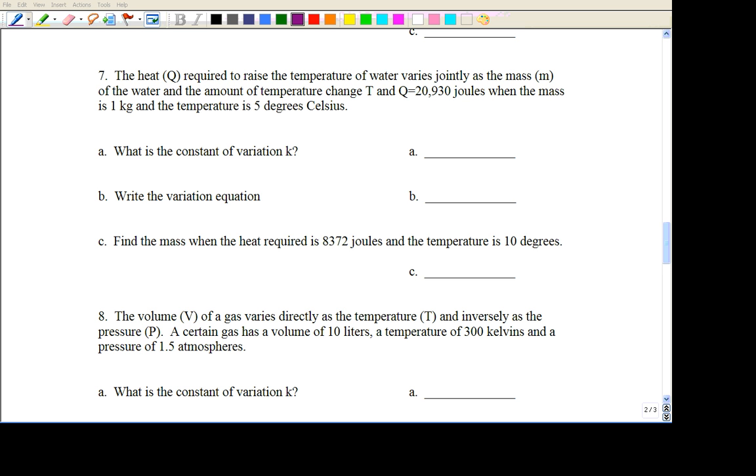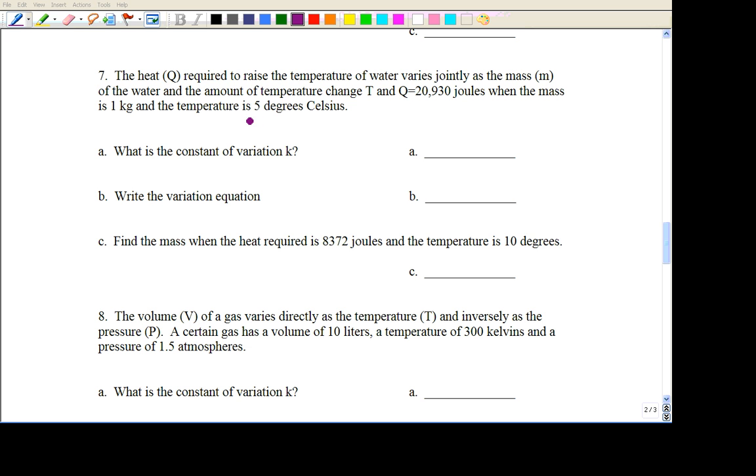The heat Q required to raise the temperature of water varies jointly as the mass of the water and the amount of temperature change T, and Q equals 20,930 joules when the mass is 1 kilogram and the temperature is 5 degrees Celsius. So let's go ahead and start out by setting up our function, and we're just going to do the plain function before we've plugged anything in.